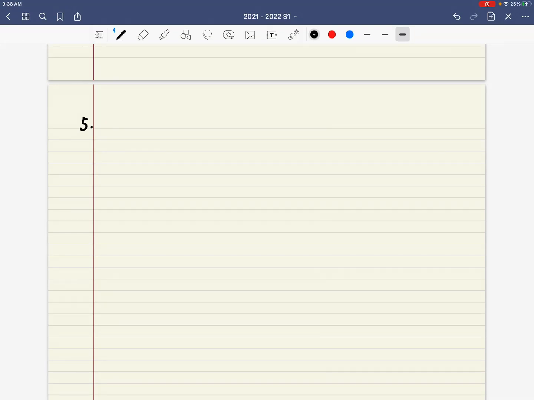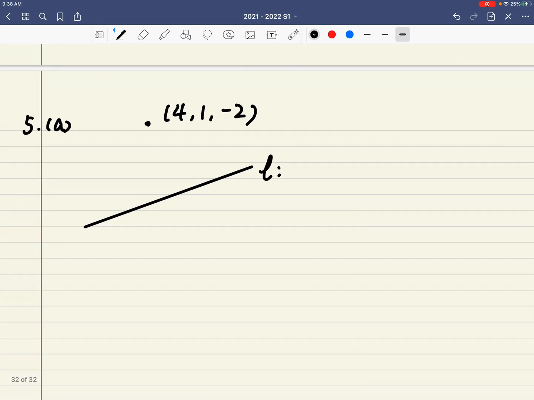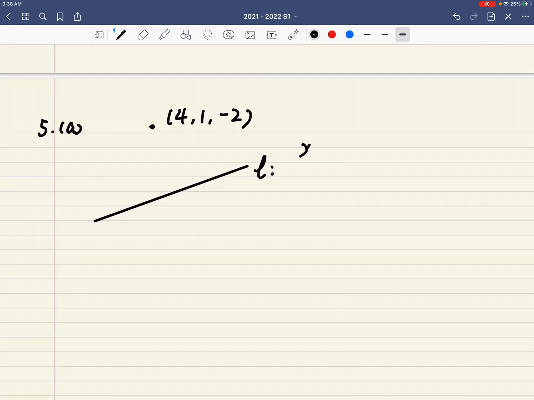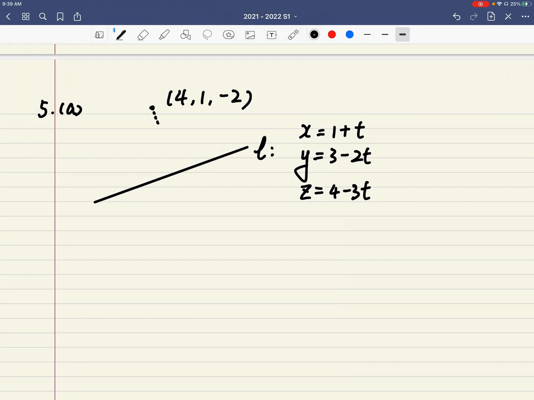Okay, problem 5. Find the distance from a given point to a given line. So in part A, for example, the point is (4, 1, -2). Okay, and the line is described by this parametric equation. x is 1 plus t, y is 3 minus 2t, z is minus 3t. So here, the distance is the length of this part.